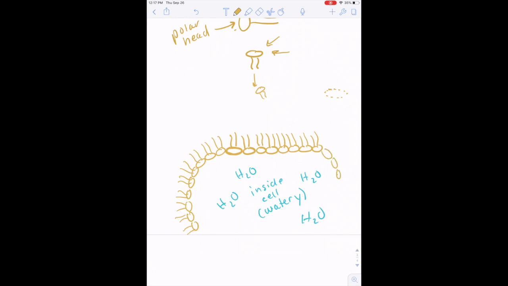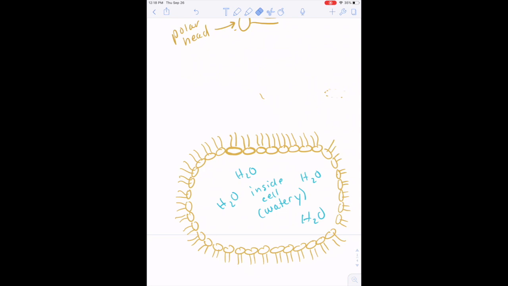Yeah, I'm going to draw it. What the heck? Let's just draw the whole cell. I'll draw all these polar heads. And now my phospholipids are getting a little messier. But they'll basically form a barrier with the polar heads facing the watery interior of the cell and the hydrophobic tails pointing away from the watery interior of the cell. Let's get rid of this stuff up here, shall we?